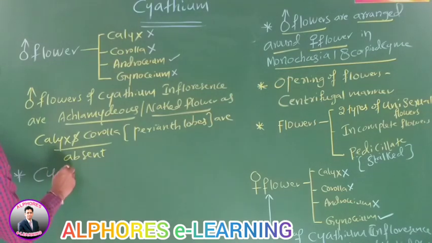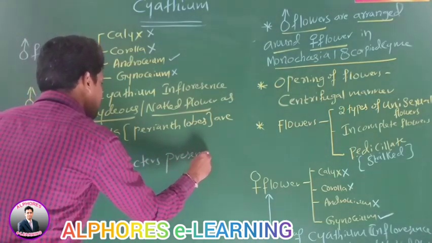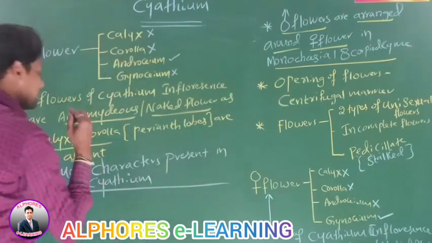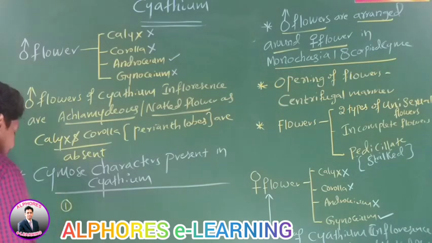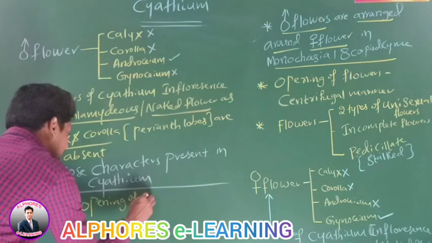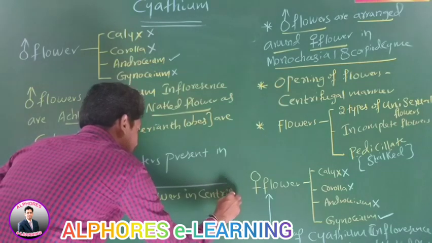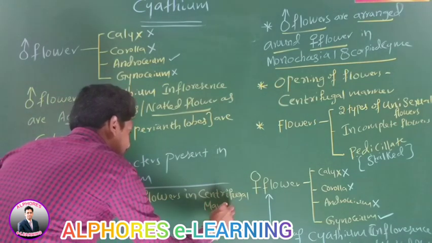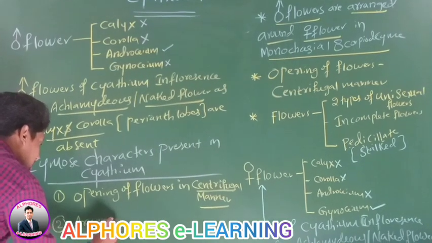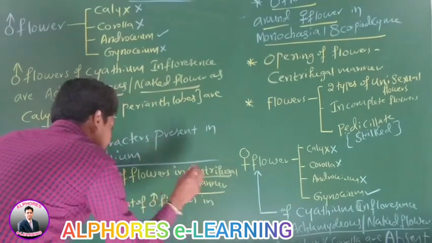Now listen to this statement. The cymose characters present in cyathium inflorescence. What are the cymose characters we are going to see? Number one, opening of flowers in centrifugal manner. Opening of flowers in which manner, sir? Centrifugal manner. Number two, arrangement of flowers. Which flowers? Male flowers.